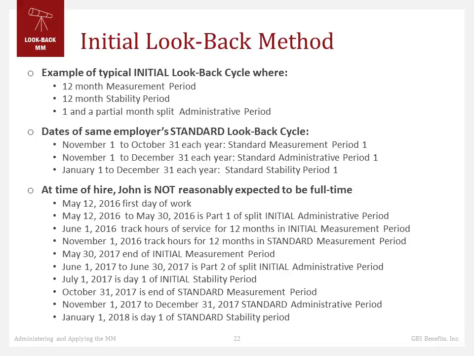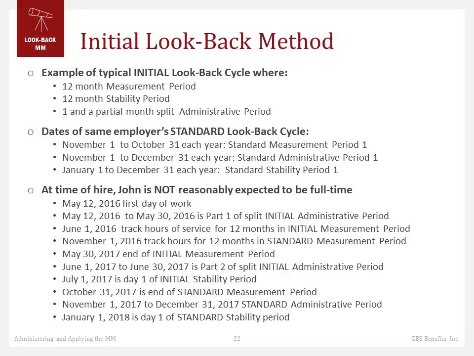So, at the time of hire, John, who's newly hired, is not reasonably expected to be full-time, and so therefore he would be put into the look-back cycle, and he would first be put in the initial and then be put in the standard. So let's talk about the dates. May 12th, 2016 is his first day of work. So May 12th, 2016 through the end of the month is part 1 of the split initial administrative period. June 1, 2016 starts the initial measurement period, and that goes for 12 months.